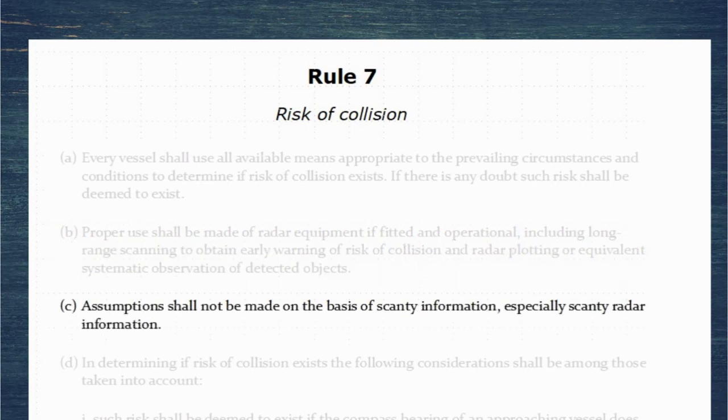Assumptions shall not be made on the basis of scanty information, especially scanty radar information. This is going back, we need to take systematic observations. So we need to take a series of bearings, a series of radar observations. Scanty information is basically incomplete information. We need the whole picture to determine if risk of collision exists. We cannot make assumptions on scanty information.